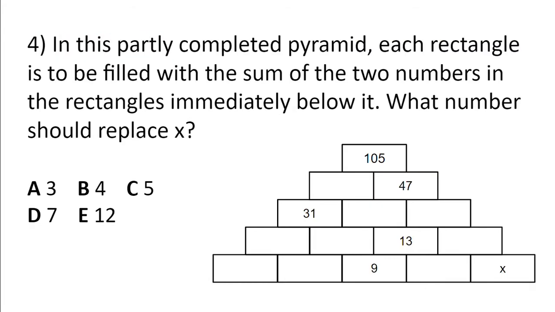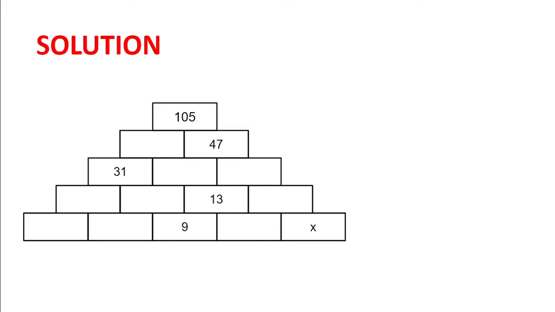823. In this partly completed pyramid, each rectangle is to be filled with the sum of the two numbers in the rectangles immediately below it. What number should replace x? So here we're just going to fill in the values of the rectangles. So we'll start with 13 minus 9 gives 4, 105 minus 47 gives 58, 58 minus 31 gives 27, 47 minus 27 gives 20, 20 minus 13 gives 7, and 7 minus 4 gives 3, so x is 3.